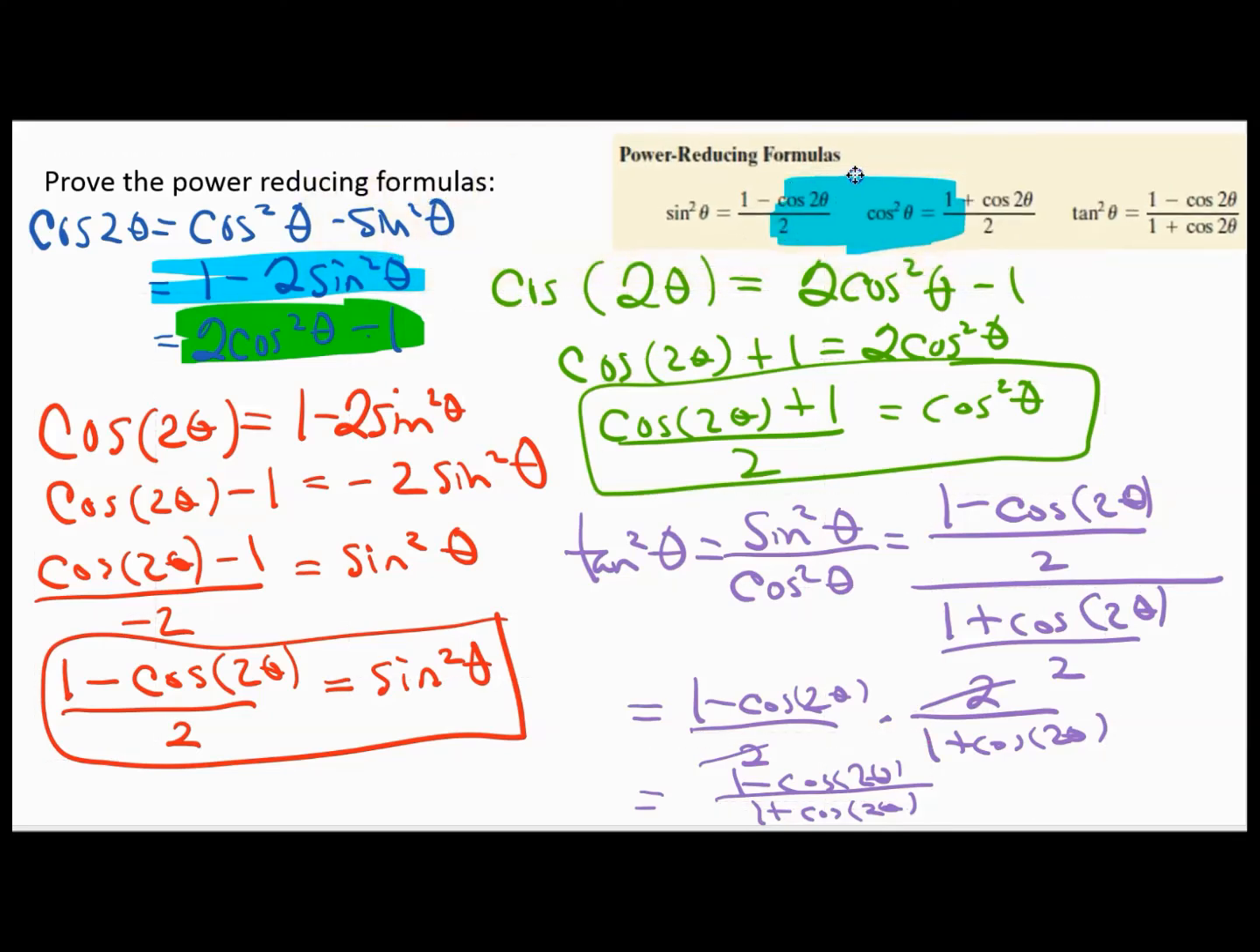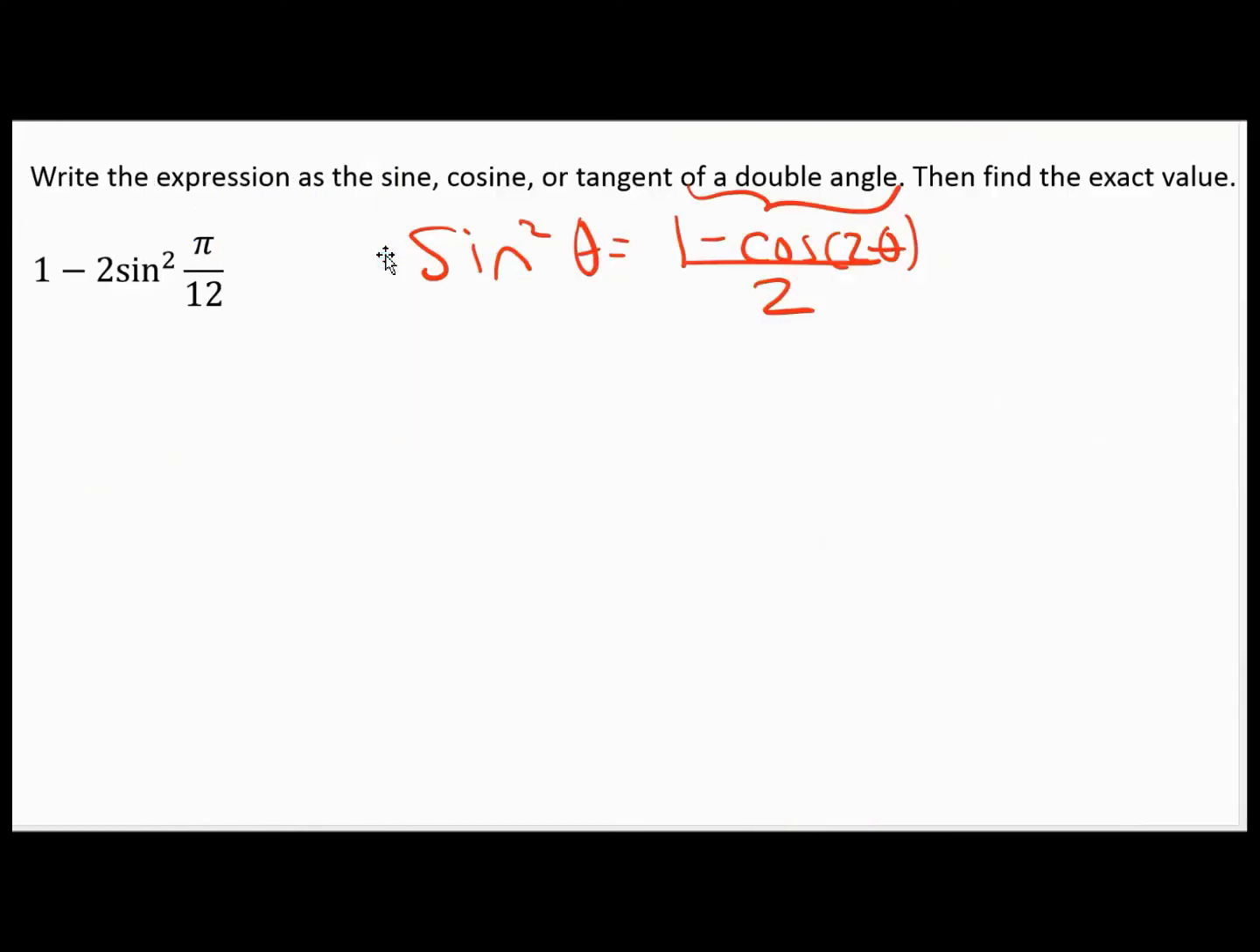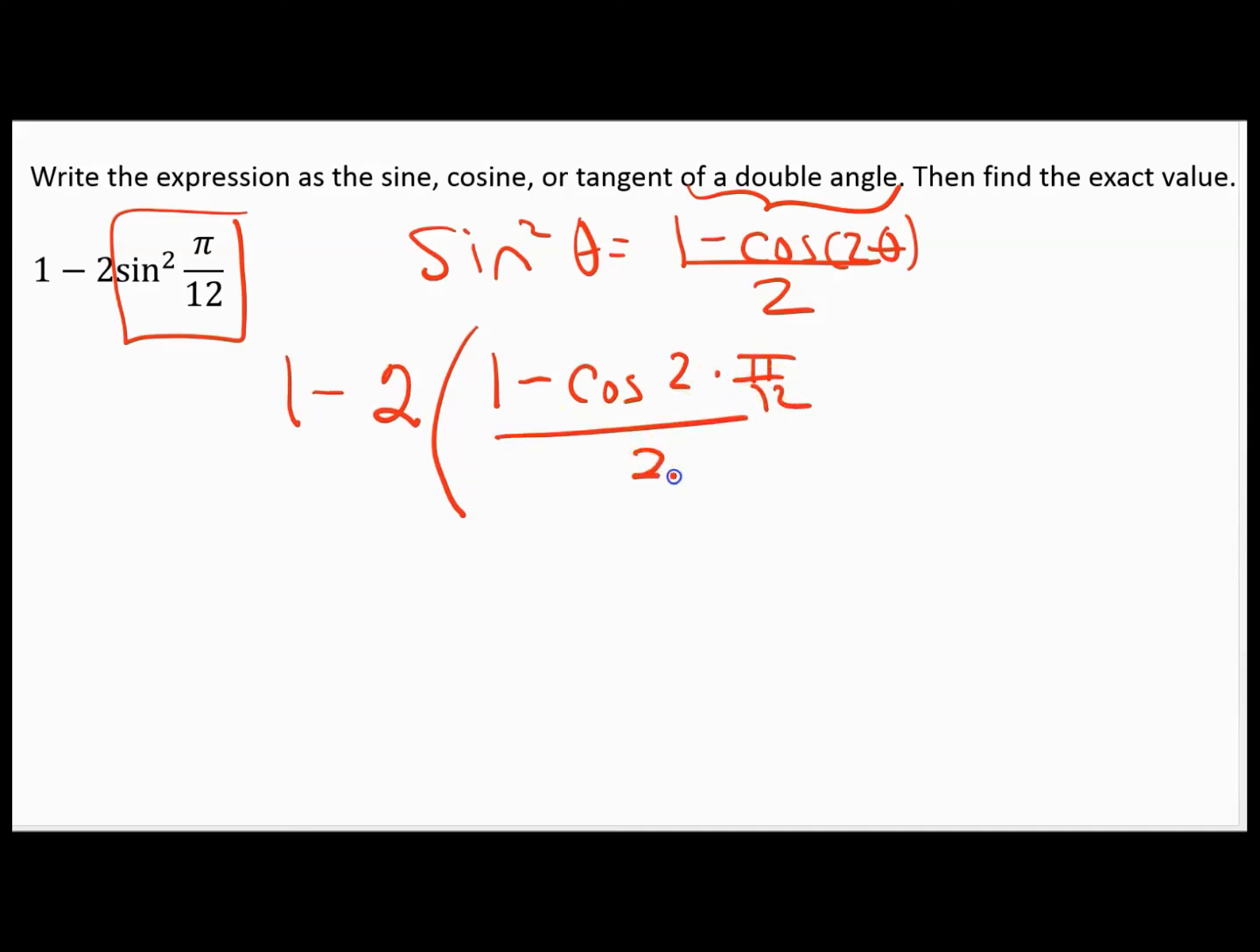So I'm looking at this first one right here. I'm trying to move around. How about that guy right there? Okay, so let's go back. There it is, 1 minus cosine of 2 theta over 2. So I'm going to replace this expression here with 1 minus the cosine of 2 times pi over 12 over 2. So my entire expression is 1 minus 2, and then again I'm replacing sine squared of pi over 12 with 1 minus the cosine of 2 times pi over 12 over 2.